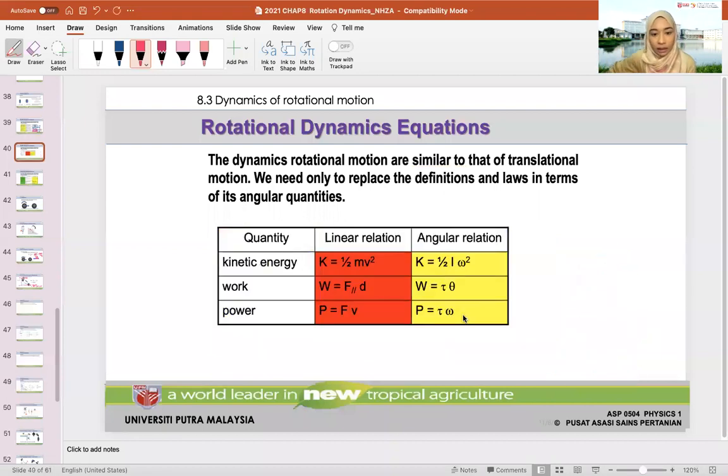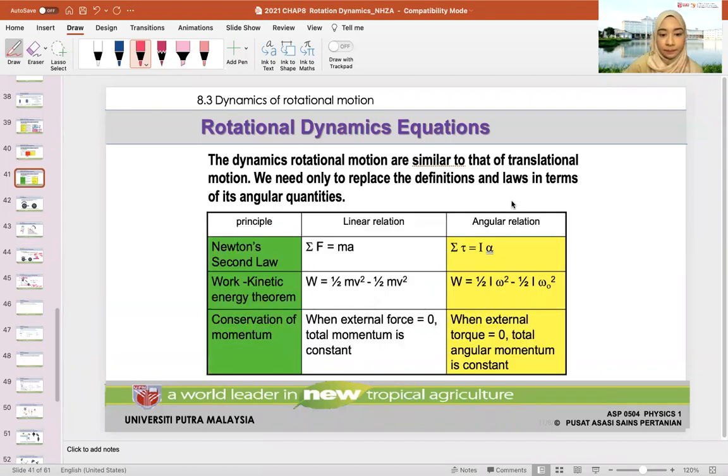Okay, and then kinetic energy, we talked about this. Work is force times displacement. In the angular quantity, it is work equals torque times theta, or torque times delta theta. Then power is Fv or W over t, work done over time. And in the angular sense, it is torque times omega. So these are equations that you need to remember.